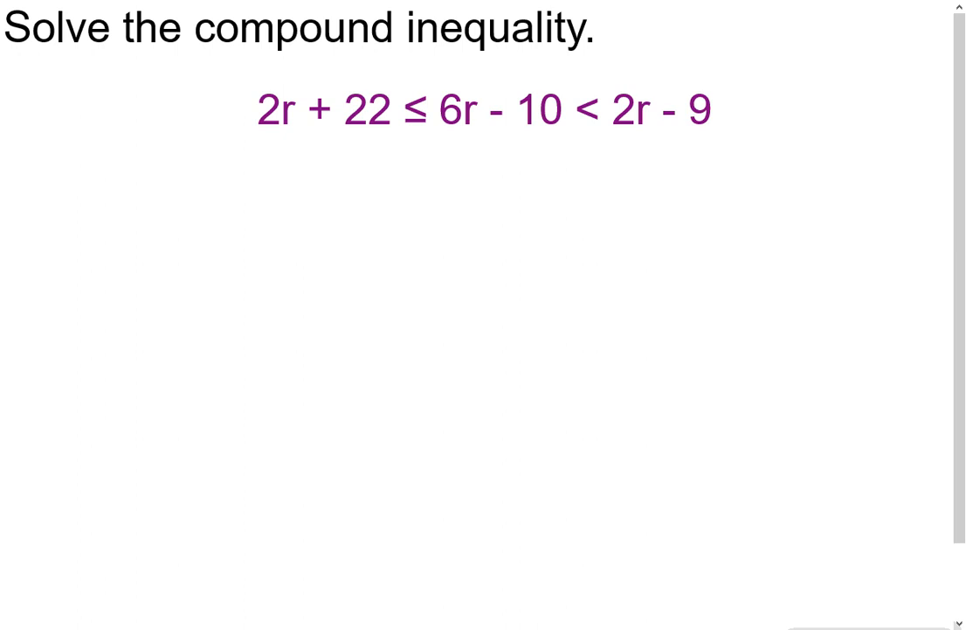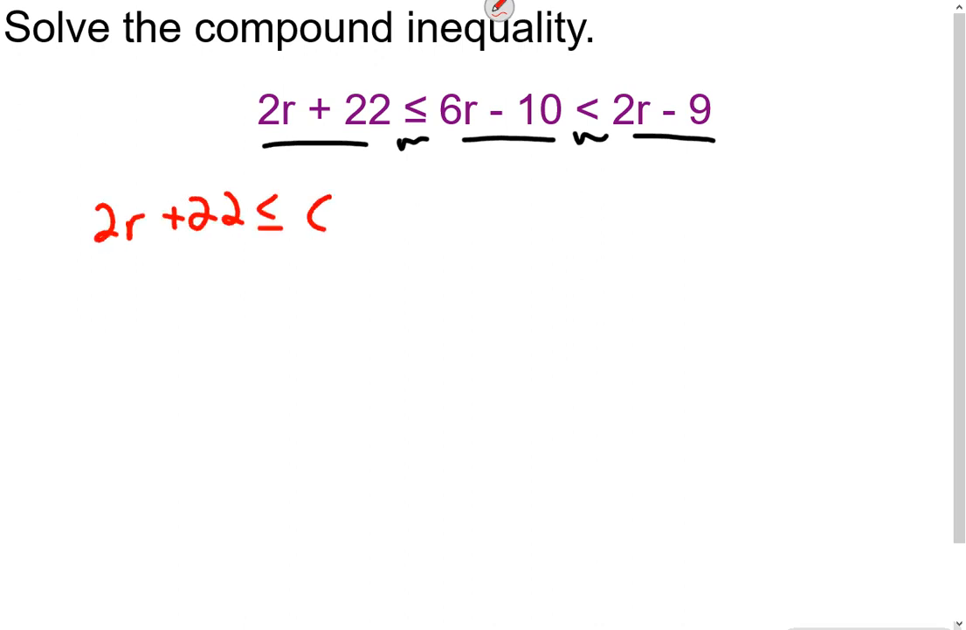And then I have my last one here, and I see that I have this kind of smushed together compound inequality because I have a piece here, a piece here, a piece here, with my inequality symbols here. So remember, that's telling us that we have the and compound inequality. So I just have to pull it apart into its two pieces. So we're going to have 2r plus 22 less than or equal to 6r minus 10, and then the other one's going to be 6r minus 10 is less than 2r minus 9.